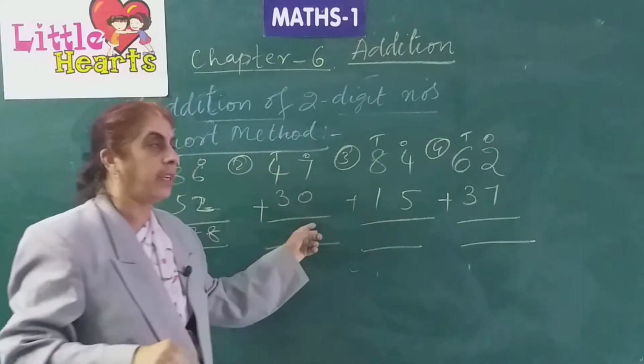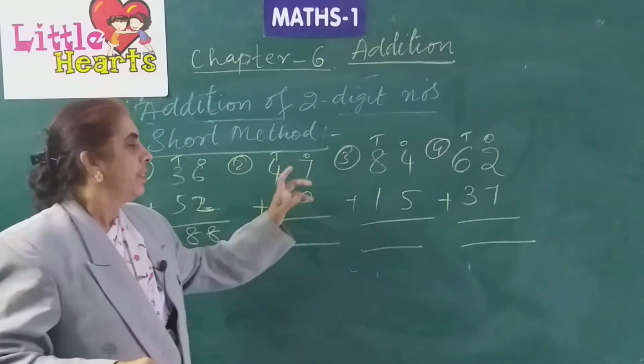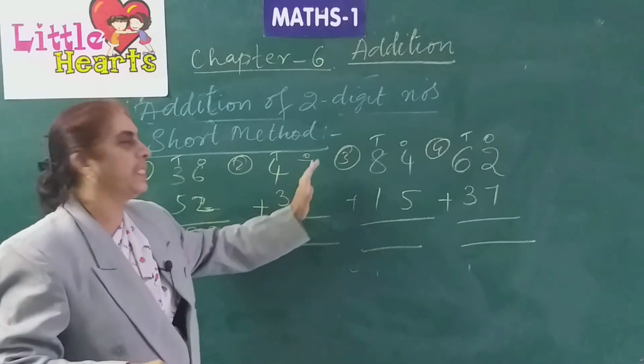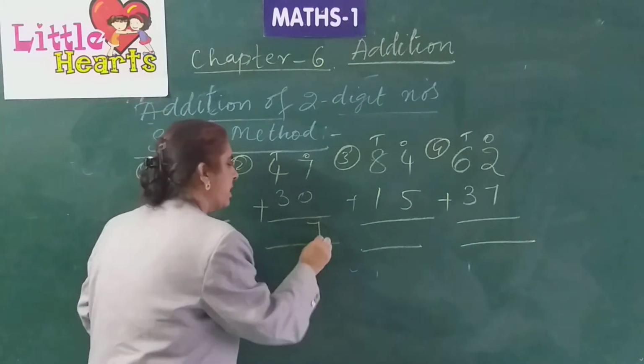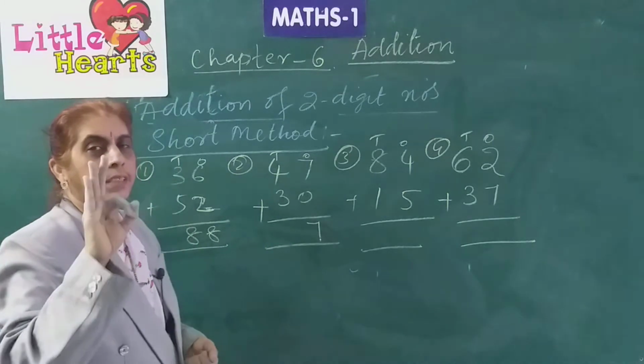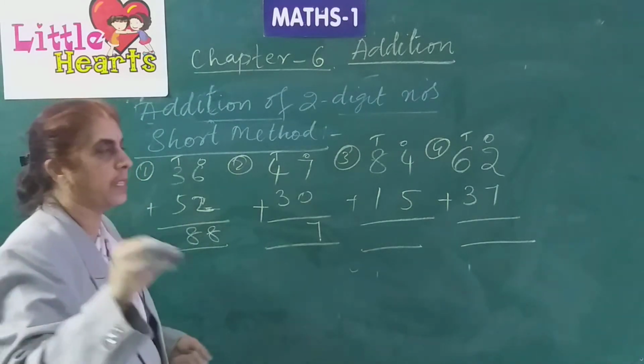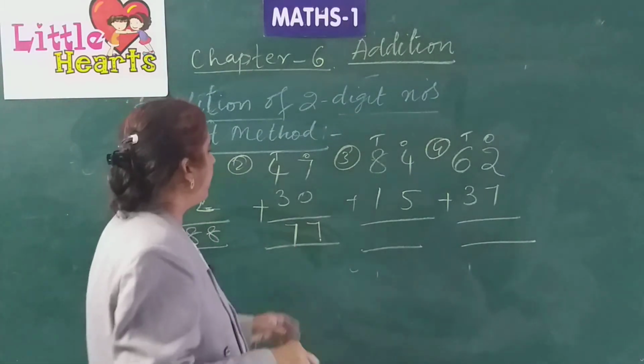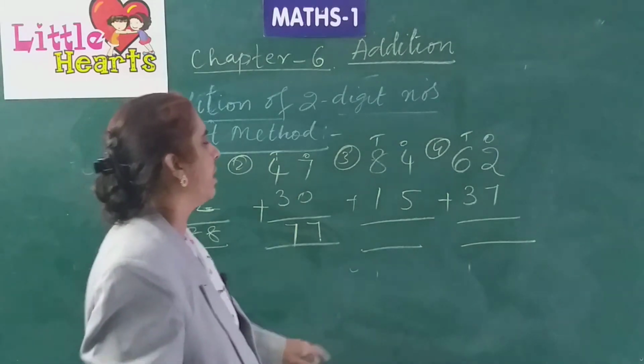47 plus 30. 7 plus 0. So 0 means nothing. Nothing is added to 7. So it remains the same. 7 plus 0 is 7. 4 plus 3. Take 3 fingers, count after 4: 5, 6, 7. 77 is the sum of 47 and 30.